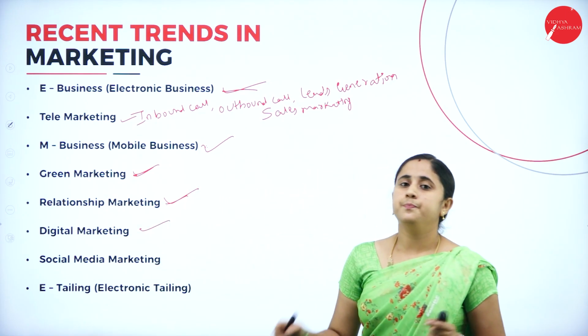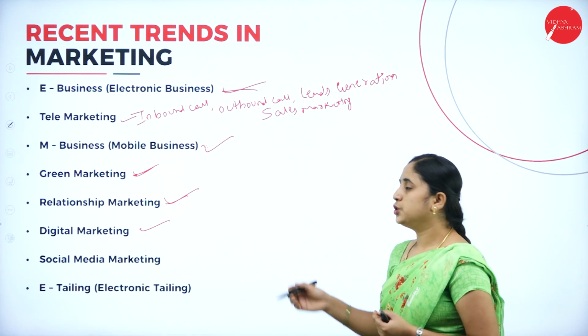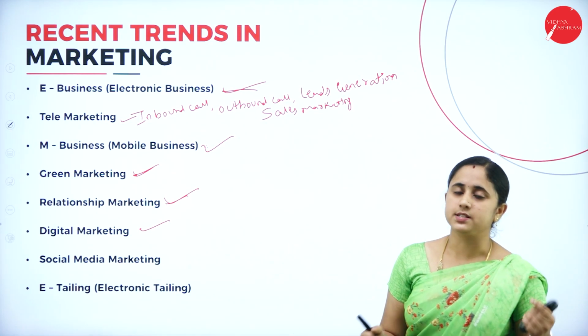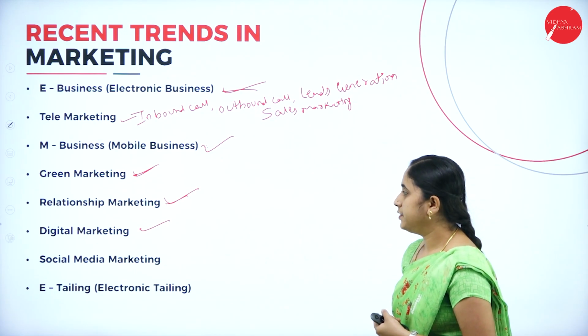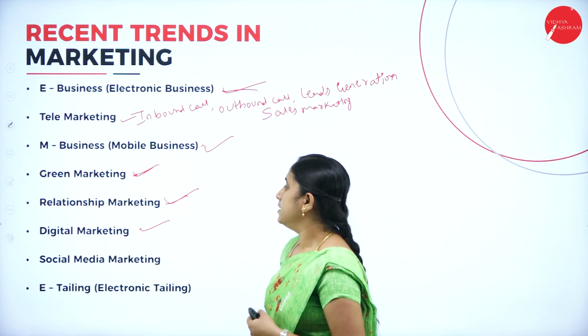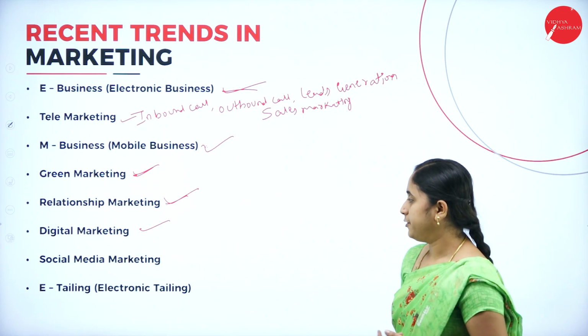Then digital marketing. Digital marketing means any online platform, any social media platform used for advertising purpose. If any social media platform is used for the marketing activity, this is considered as digital marketing. Digital marketing means using social media platform.